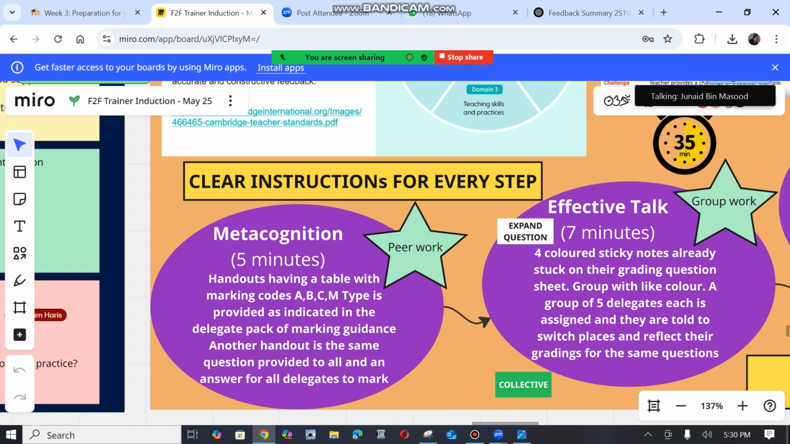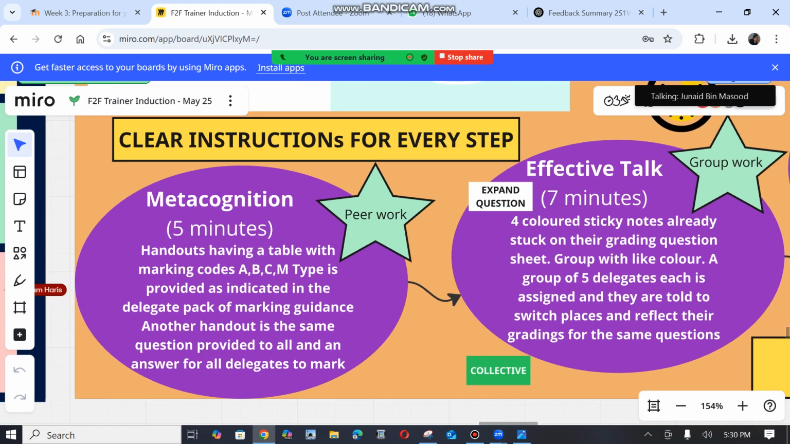So the first thing we can start off with is better cognition, which will be given 5 minutes, and it will involve peer work where handouts will be given to every single delegate. The designed handouts of the subject will then be evaluated by every delegate separately.